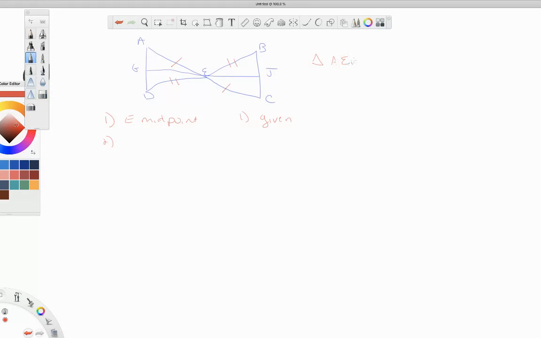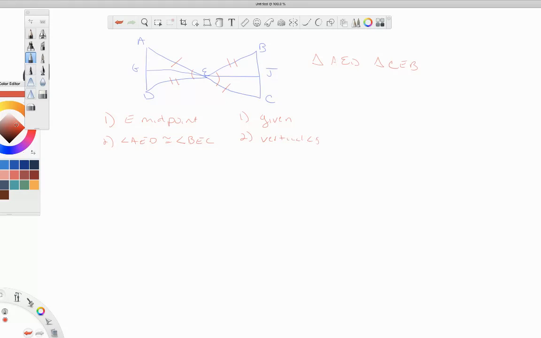Triangle AED and triangle CEB, I can see that this whole thing are congruent, right? So I can say angle AED is congruent to angle BEC. And that's because they are vertical angles.